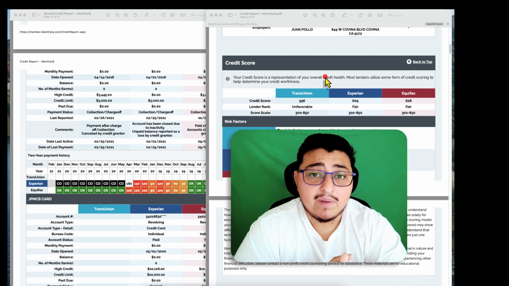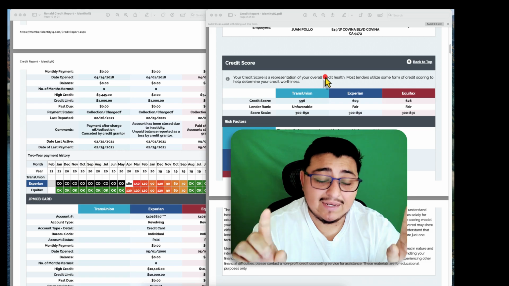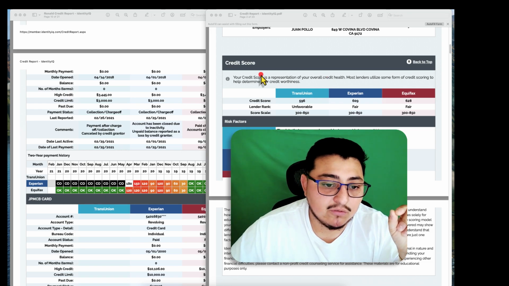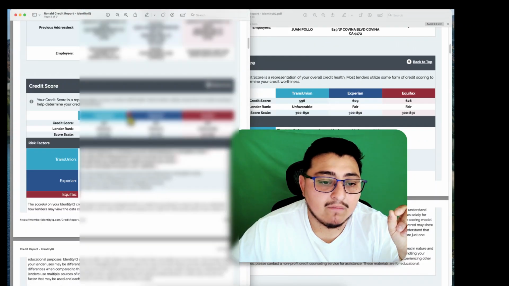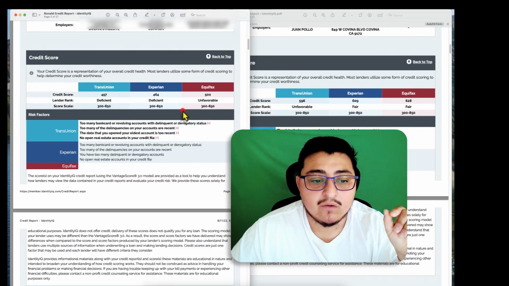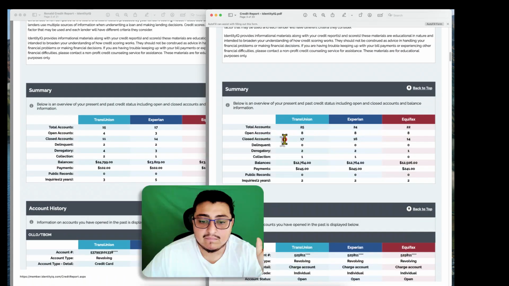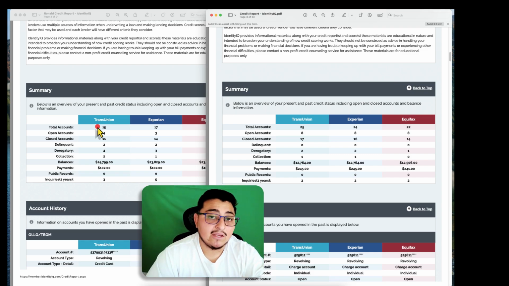Now, right off the bat, I know that I have 2 different Identity IQ reports because I'm going to set you guys up for success. Let me scroll to the top so you guys can see these are completely different. Obviously, look at the credit score. Look at this credit score. Completely different. Let's look at the summary just so you guys can see, again, it's completely different. This one has 25 accounts. This one has 15.